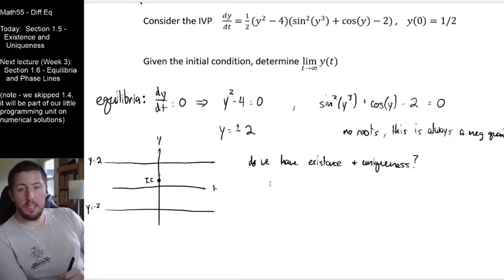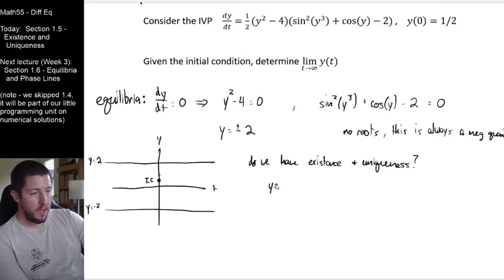Do we have existence and uniqueness? I'm going to very generically say yes. What you can see is that we have polynomial components times trig components. This is something that is defined everywhere times something that is defined everywhere, and so its product will also be defined everywhere. So this is continuous everywhere. I'm going to say yes, f of t, y is continuous everywhere.